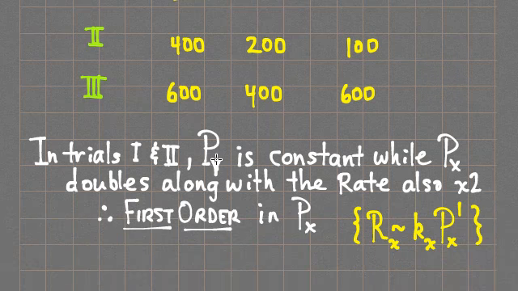Trials 1 and 2, the pressure of Y is held constant. The pressure of X doubles along with the rate, also multiplying by 2. Therefore, it's first order in the pressure of X. I could write this: the rate with respect to X is equal to some constant, although that's a pseudo constant. It's not the overall constant because I'm not including the Y yet. Pressure of X to the first power.